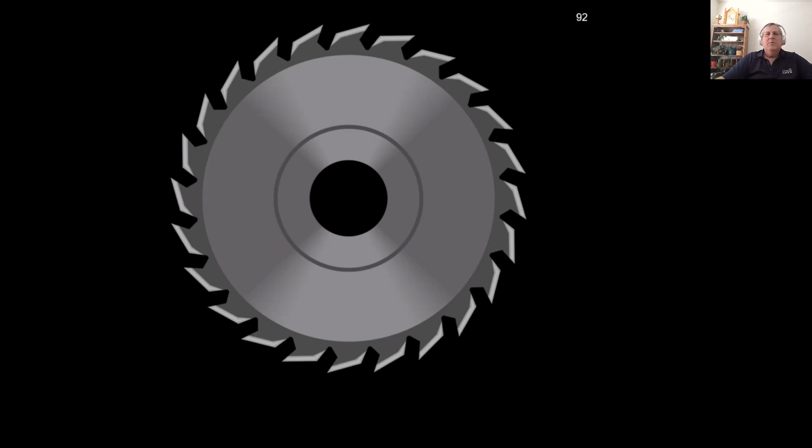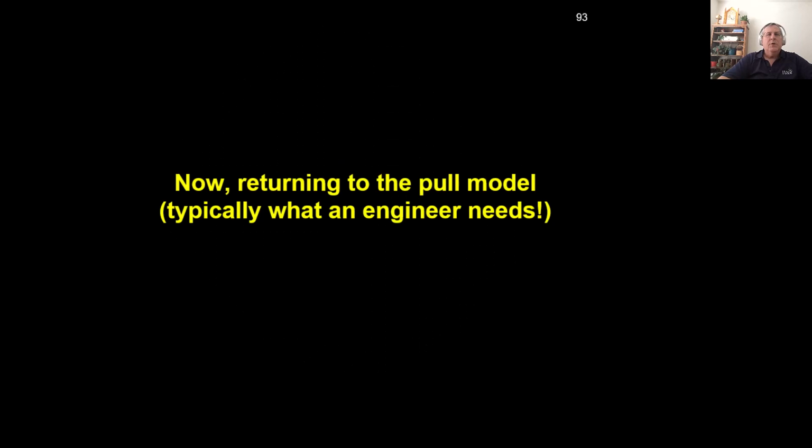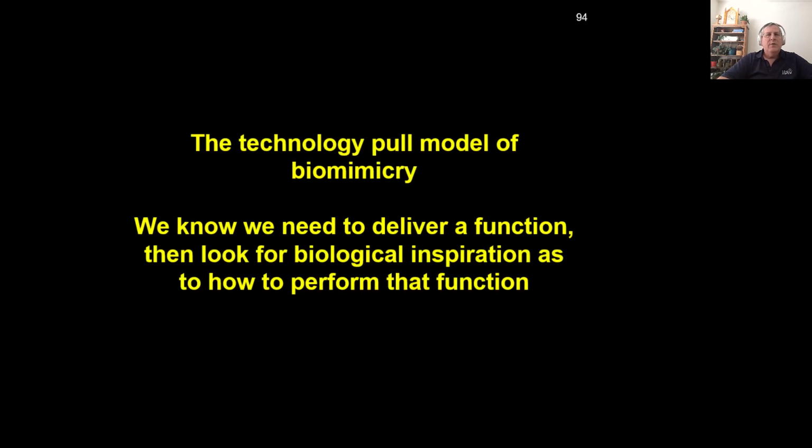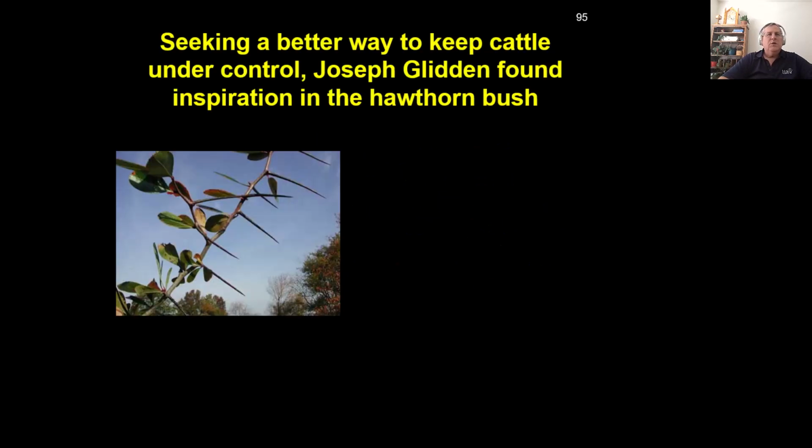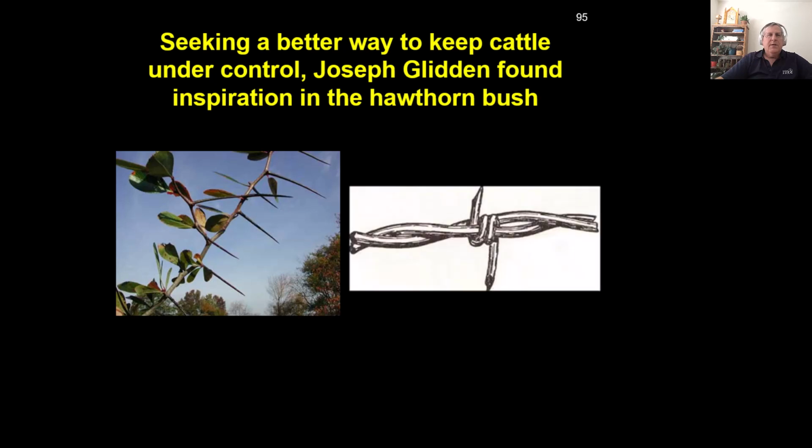But as an engineer, we don't usually have the luxury of just studying the biology in the hopes that someday we'll have a great inspiration. So normally as an engineer, we're going to go with the pull model. Recall that in the pull model, we need to deliver a function. We're going to look for the inspiration. One such example would be Joseph Glidden, as the U.S. pushed westward, trying to develop a way to stop animals from leaving your property or your range. He realized that the hawthorn bush did that and was able to create barbed wire by finding a way to mass produce something that mimicked the effect of the hawthorn bush.